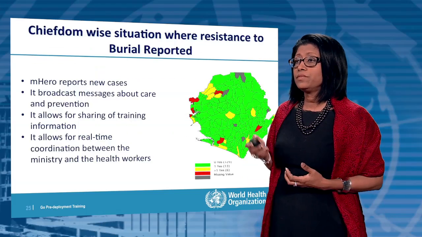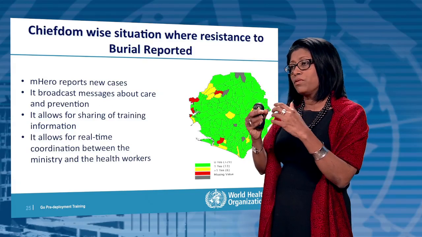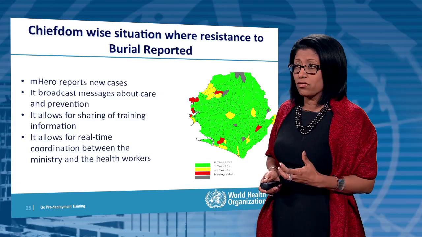So here is how at national level, weekly, those managing community engagement kept abreast of how things were going. And also, all of this information would be mapped. So, there was an M-Hero, reports new cases. It broadcasts messages about care and prevention. It allows the sharing of training information. And it allows real-time coordination between the ministry and healthcare workers. You will see in this particular map, which is a decentralized map, you will see the green areas where, say, there isn't resistance, and the red areas was where a resistance to burial is reported. So then we know we need to do much more serious community engagement work in the red areas and to keep the green areas green.